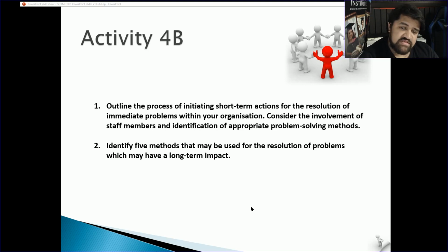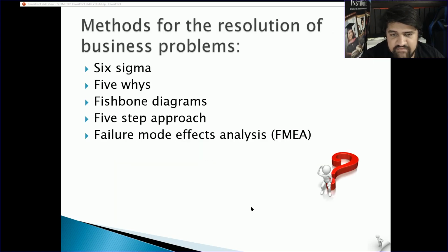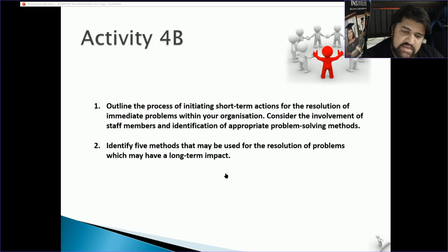So identify 5 methods that can be used for the resolution of problems which may have a long-term effect. So we're using the 5 whys or the 6 sigma process. We can use the fishbone diagrams, the 5-step approach, or the failure mode effects analysis. So just jot down those 5 and we can move on to the next one. So complete that question, complete that activity, unpause the video, and we'll move on to the next one.